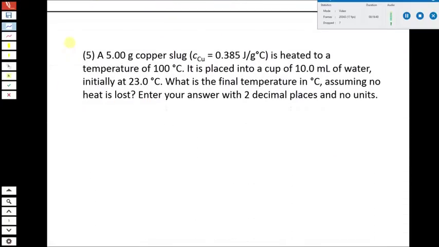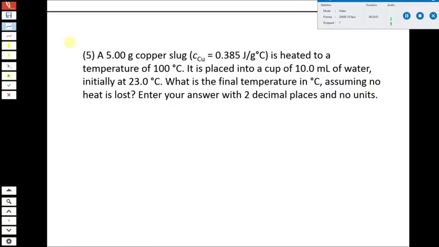So number 5, we're taking a 5-gram copper slug, just a piece of copper, with a heat capacity of 0.385 joules per degree Celsius, and we're heating it to a temperature of 100 degrees Celsius. It's placed into a cup of water with 10 milliliters in it, initially at 23 Celsius. What is the final temperature, assuming that no heat is lost?